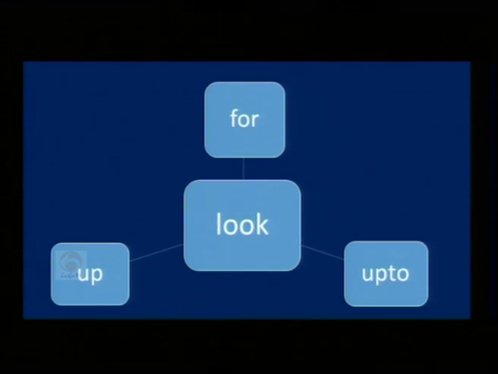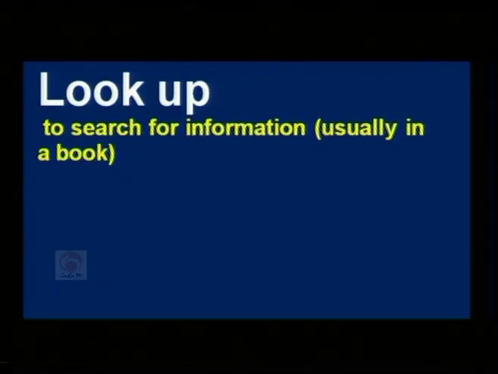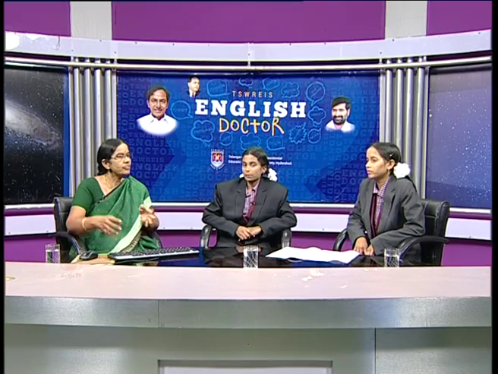Just now you said you search for information in the book. That's called look up. Can you read that? To search for information, usually in a book. If you search for information in a book, that's called look up. If you search for information somewhere else, it's search for or look for. But if you search for information especially in a book, suppose it's a dictionary or an encyclopedia or any other book, that's called look up. We look up the word in the dictionary.